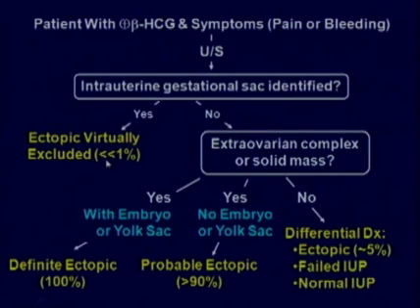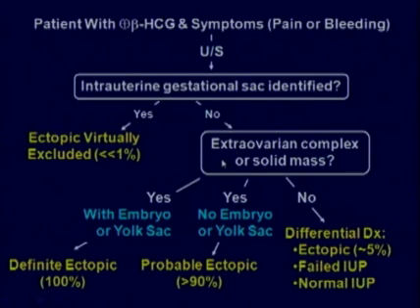Doesn't mean that we shouldn't look for it, but to all intents and purposes, the identification of a pregnancy inside the uterus rules out a pregnancy outside the uterus, an ectopic pregnancy. If we do the ultrasound in this rule-out ectopic patient and the answer to is there an intrauterine gestational sac is no, we don't see one inside the uterus, then the key question is, is there an extra-ovarian mass, an extra-ovarian complex or solid mass?